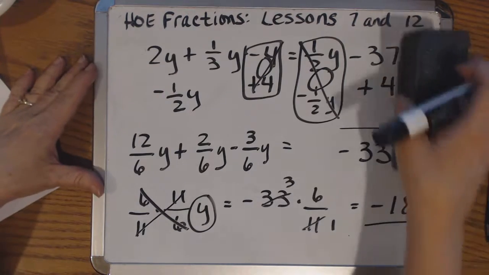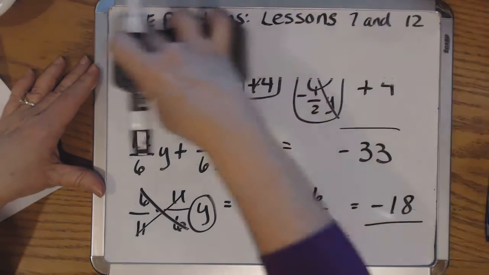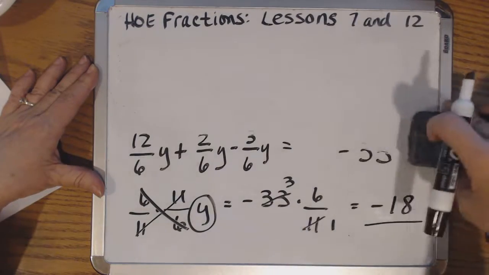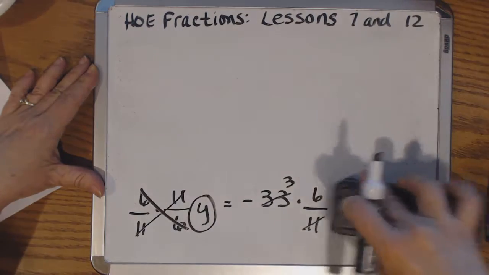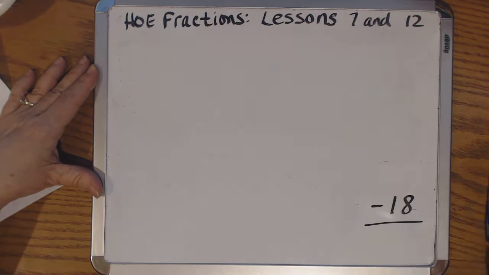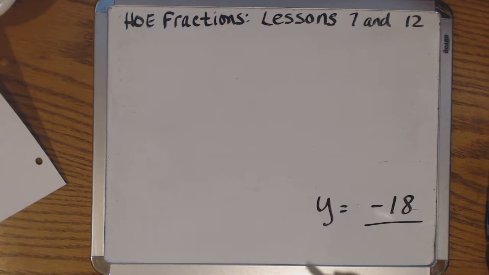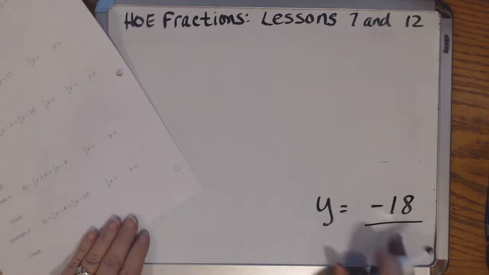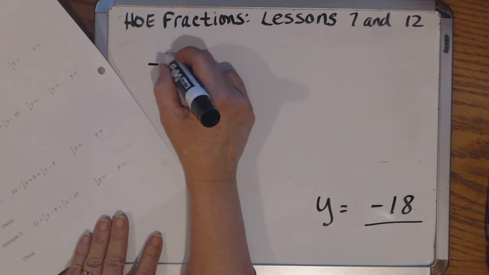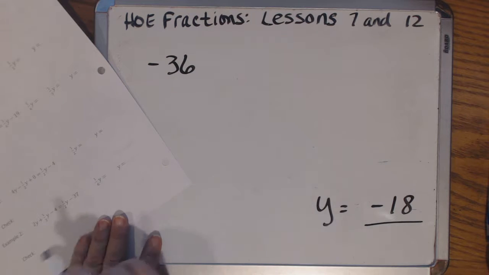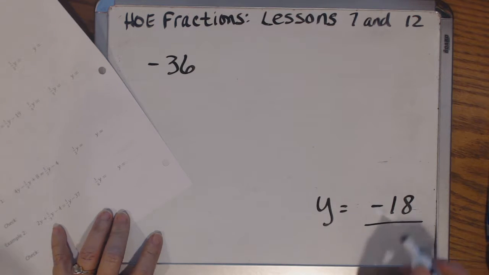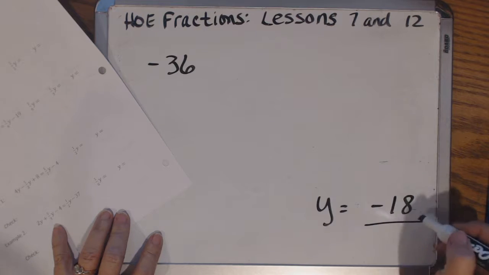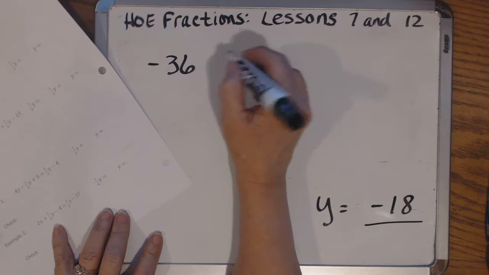All right. So now comes the fun part, plugging it all back in. So we're saying y is negative 18. So going back to my original equation, 2y would be negative 36. That's 2 times negative 18. 1/3 of y would be negative 6. So I'm going to add 1/3 of y.